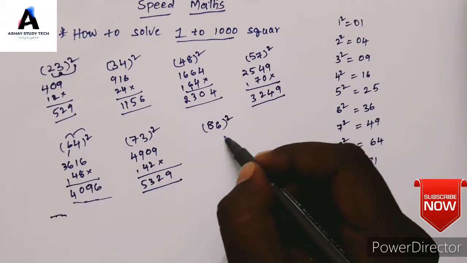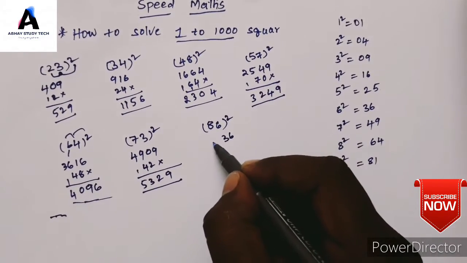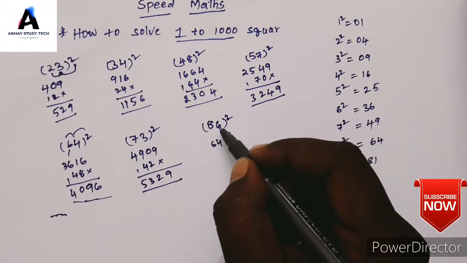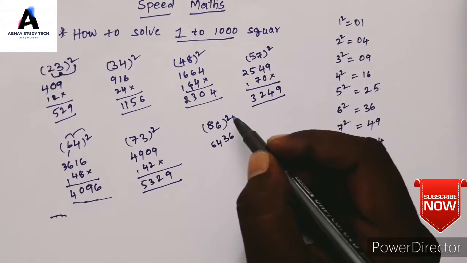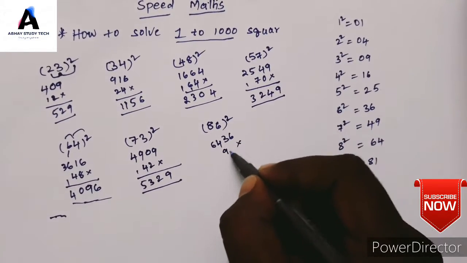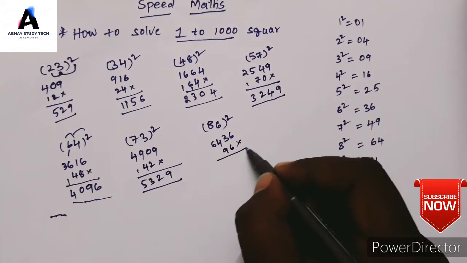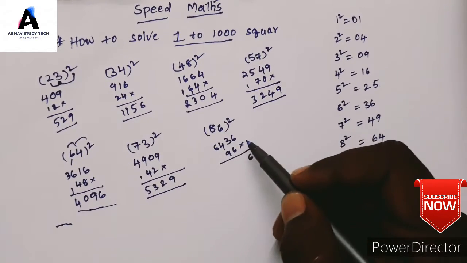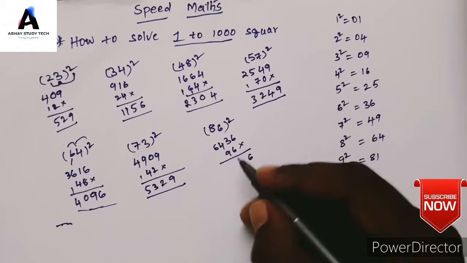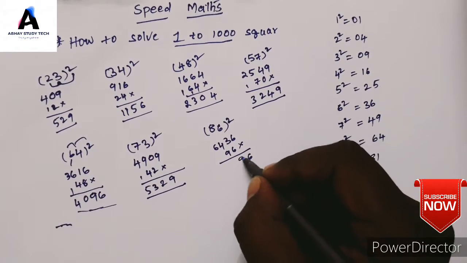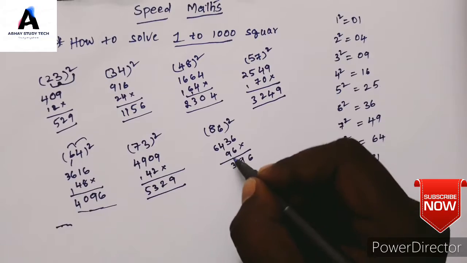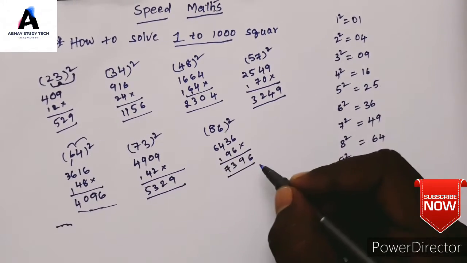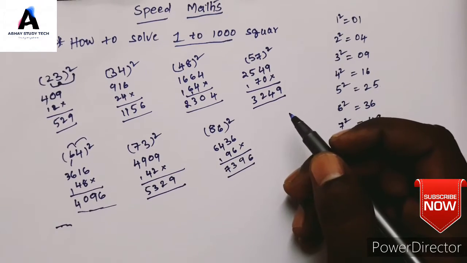6 square is 36. 8 square is 64. 8 6s are 48. 48 2s are 96. Write as 96. 6. 3 plus 6, 9. 4 plus 9, 13. 1 is carry. 7. 7396 is the answer. Another method also there, friends.